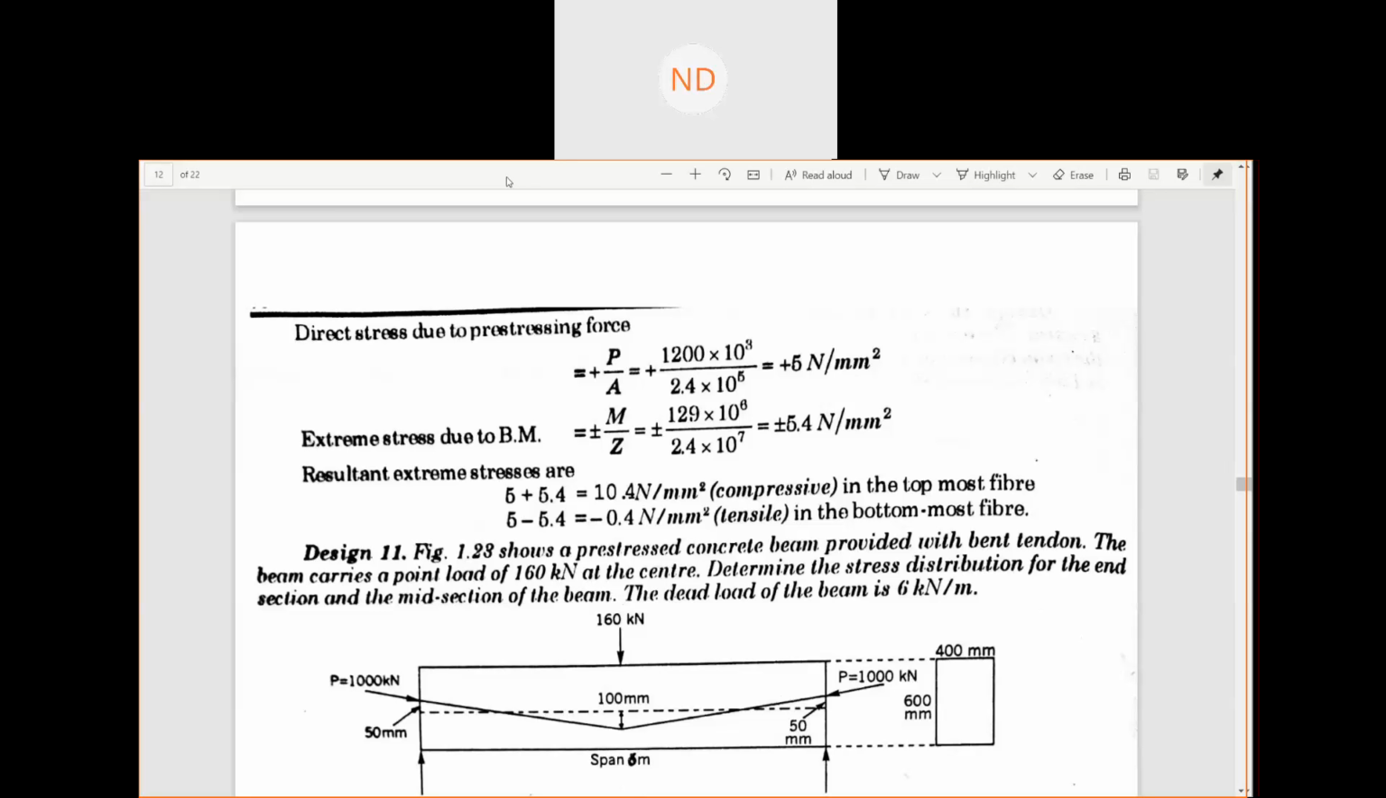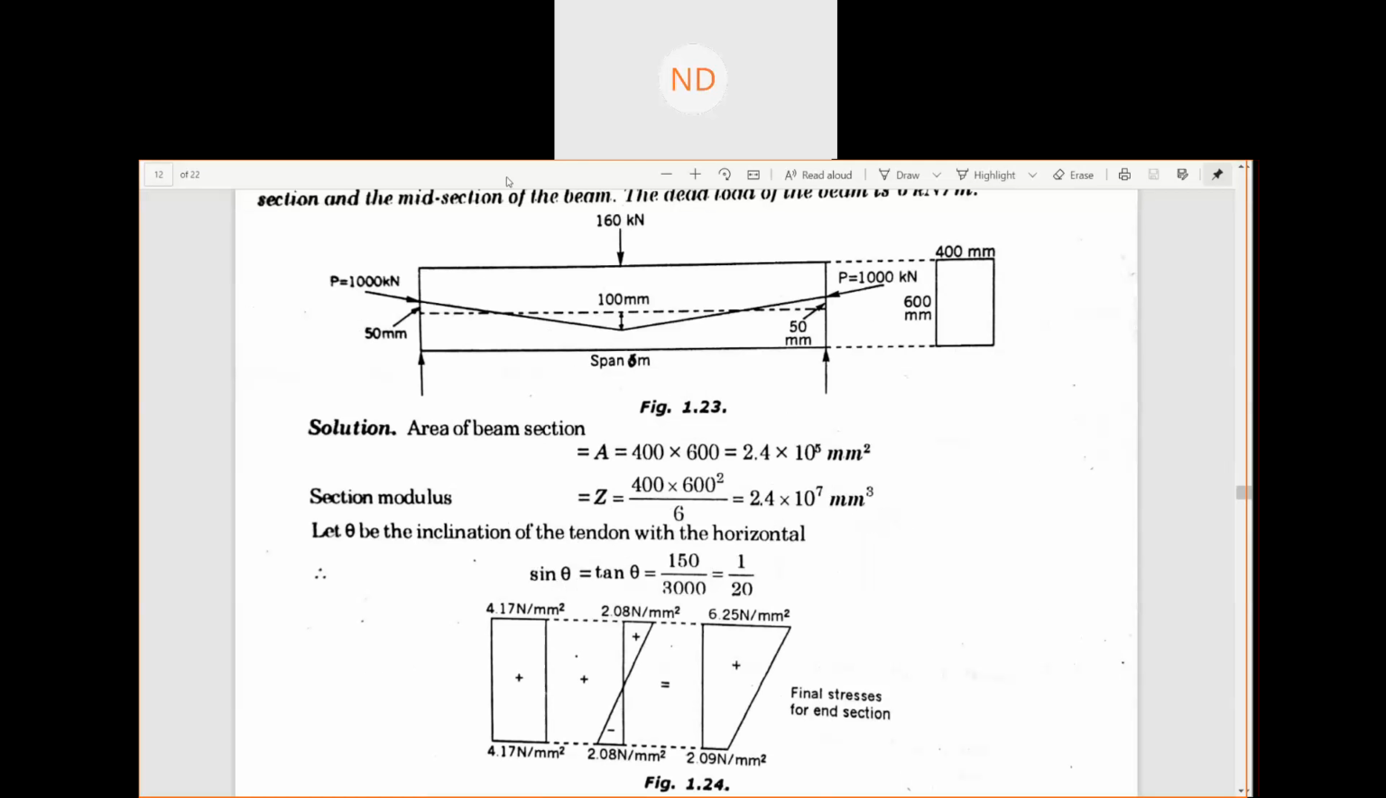Correct. So now you know these are your end sections: the stresses at the top and the stresses at the bottom at the end section. So that means this is your stress diagram, right?